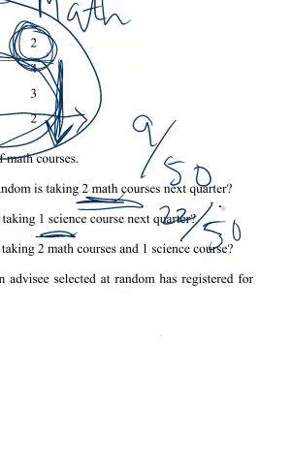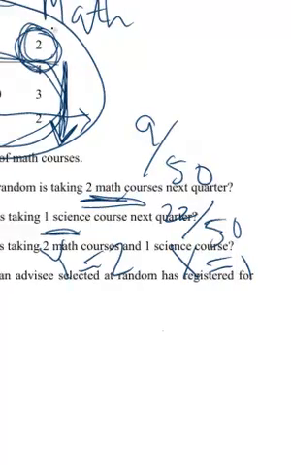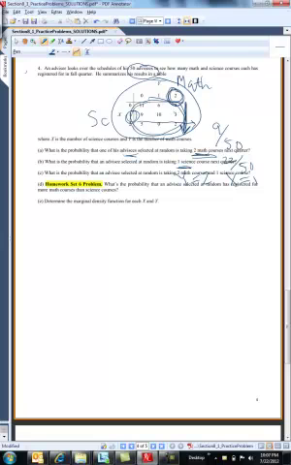Okay, what's the probability that an advisee selected at random is taking 2 math classes and 1 science class? So y equals 2 and x equals 1. So let me see, y equals 2 is here and x equals 1 is here. So right there, that's 4 out of 50.